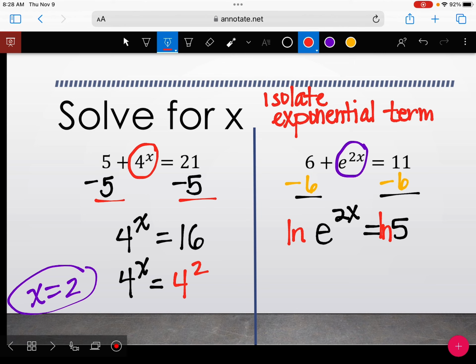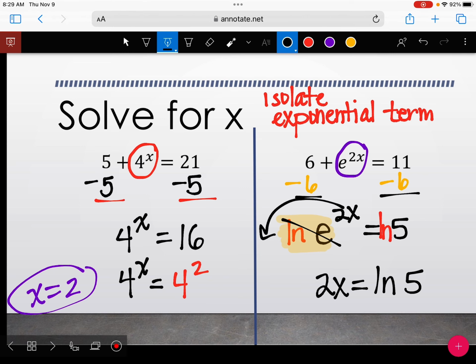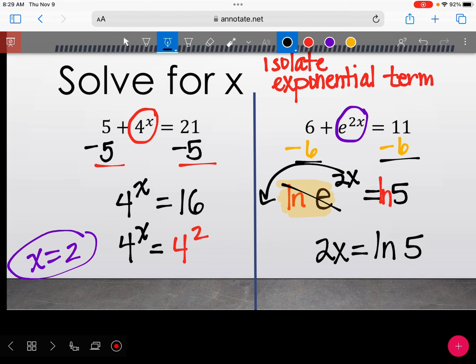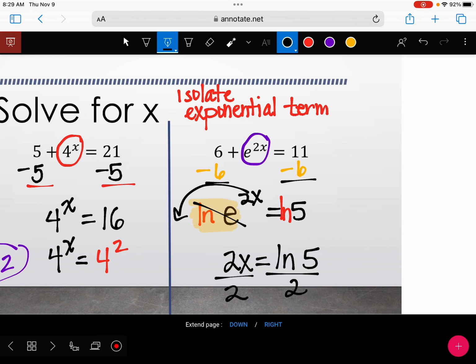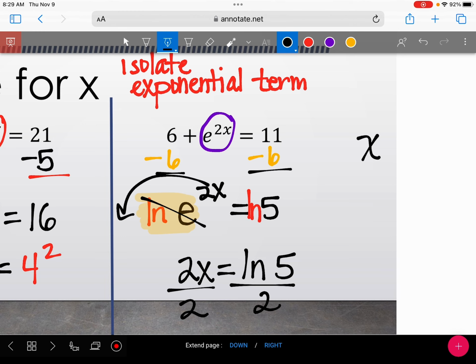And that's because these two are inverses. They actually cancel out. So because they cancel out, I just have 2x equals the natural log of 5. That exponent is actually coming down, and this cancels out. So 2x equals the natural log of 5. And then to solve, you divide both sides by 2. So my answer would be x equals the natural log of 5 divided by 2.